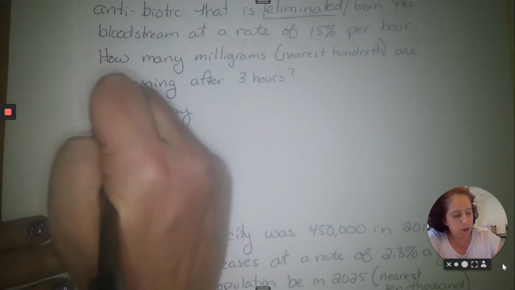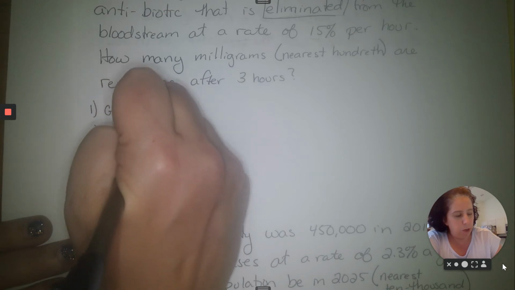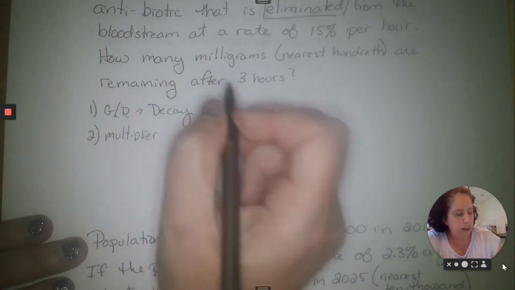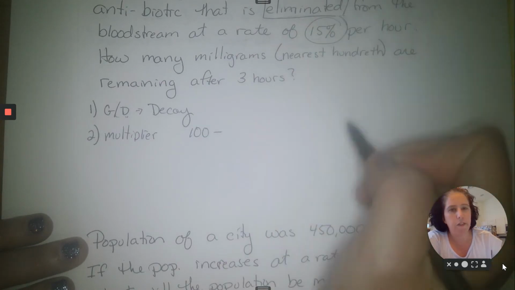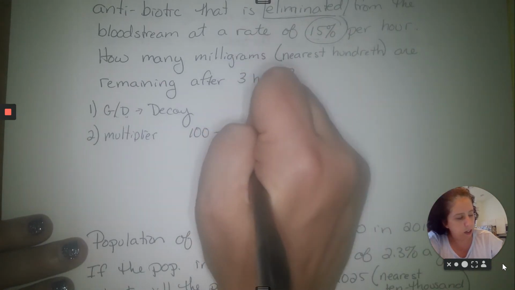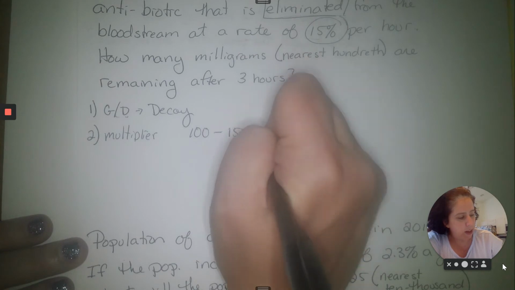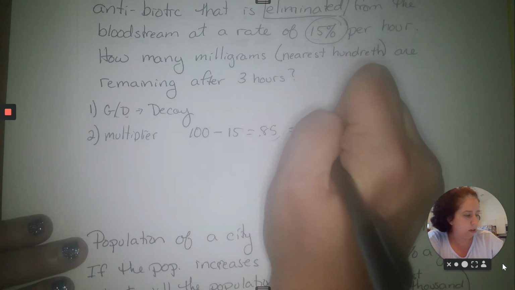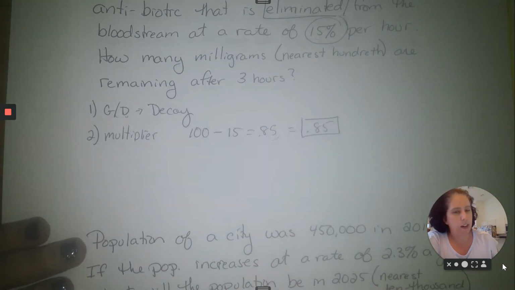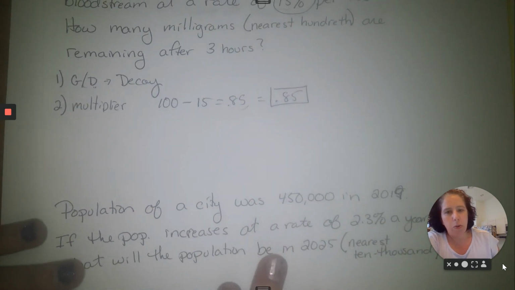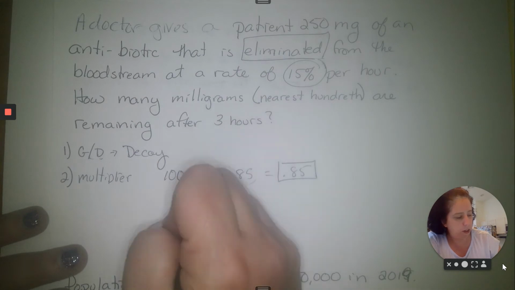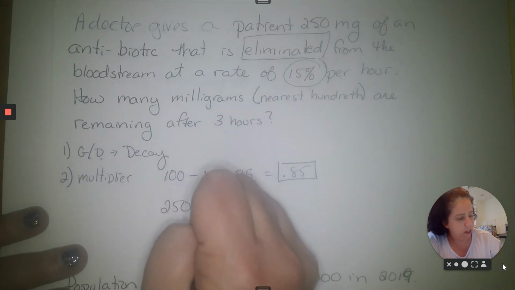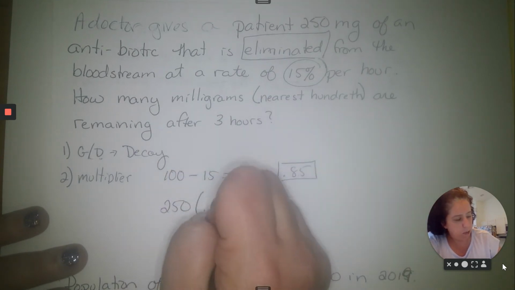So now we're going to use that for the second thing, which is find our multiplier. Okay, so we're going to decay, so we're going to do 100 minus, and then there's my percentage, right? 15. So 100 minus 15 is going to give us 85. Move the decimal over, so our multiplier is going to be 0.85. Okay, so now we got our original amount, which is 250, right? So 250 times our multiplier, so 0.85.